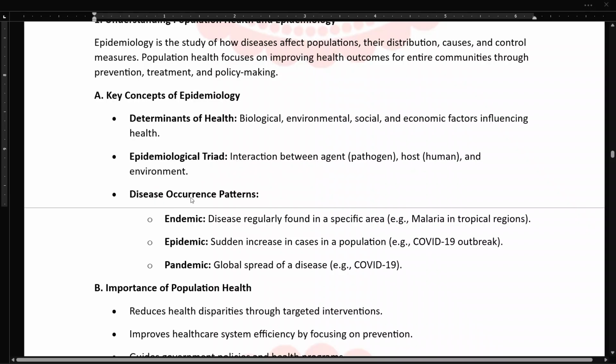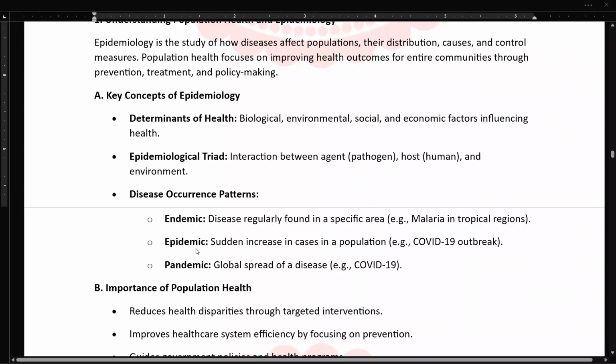Then we have disease occurrence patterns. When a disease starts, it usually starts from a local or specific region. At that time we call it endemic. Endemic is what? A disease regularly found in a specific area. Example, malaria in tropical regions.